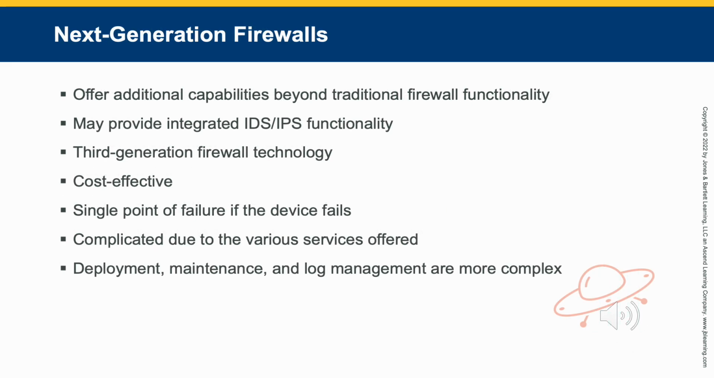Next generation firewalls offer additional capabilities beyond traditional firewall functionality. They may provide integrated IDS/IPS functionality. It's a third generation firewall technology. It's cost effective, as you're offering multiple services in one box. It can be a single point of failure if the device fails, but you usually want to deploy them in an HA capacity, meaning high availability, so you'd have them paired so that if one fails, the other one takes over.